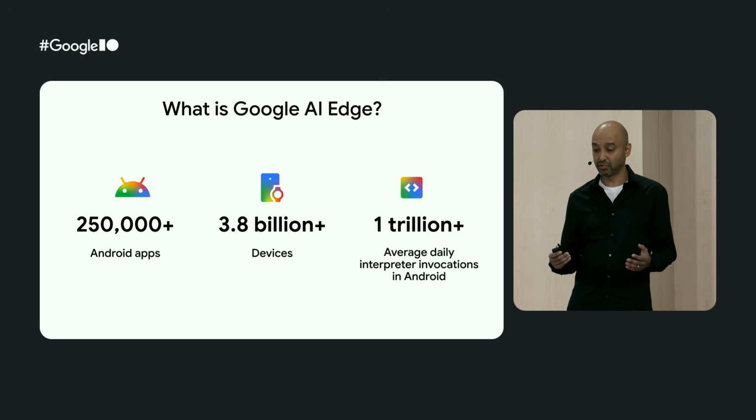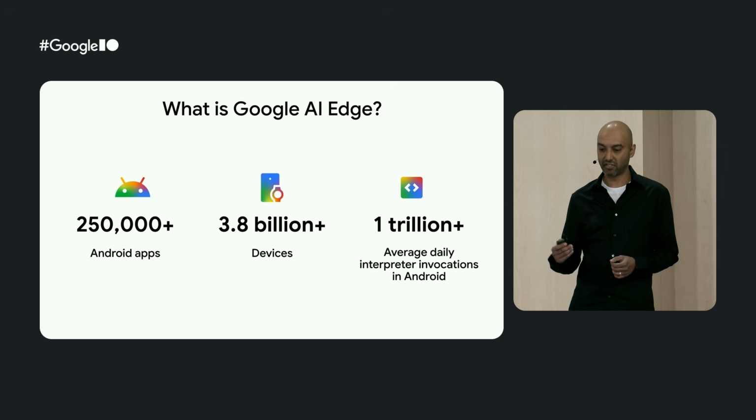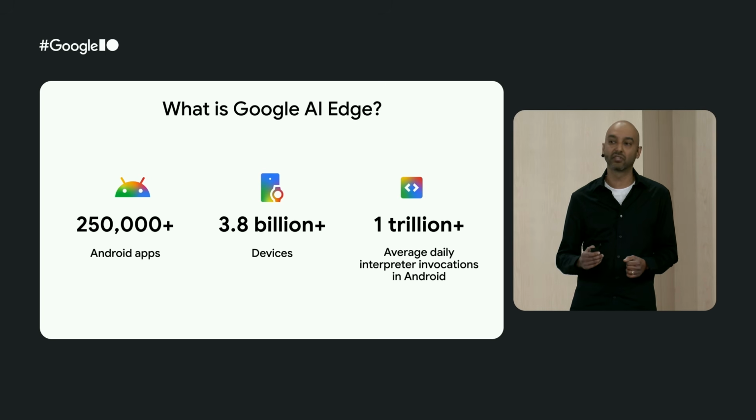And you wouldn't be the only one to do so. Developers have been using our stack for quite some time now. Here are some numbers. There are over 250,000 apps just on Android using the Google AI Edge stack. Those are running on over 3.8 billion devices, which are generating over 1 trillion interpreter invocations per day.